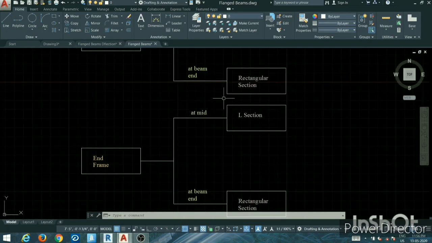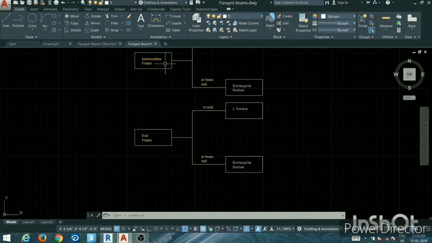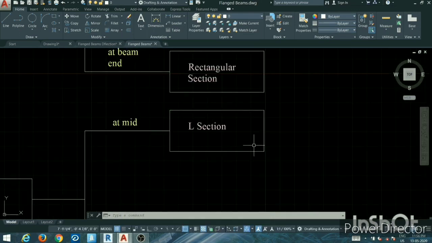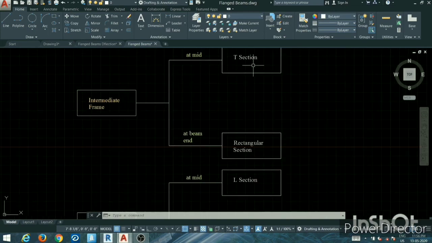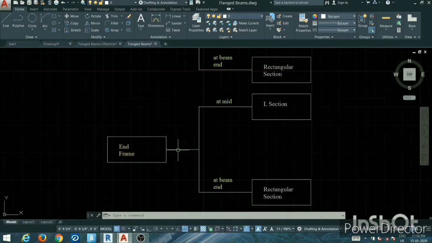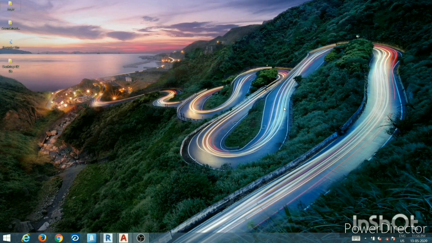That means at the end of the intermediate frame as well as the end frame you should go for a rectangular section only, whereas at the intermediate frame at mid you should go for the T section, and at the end frame at mid you should go for the L section. So this is a very short video that I have made just to clear the idea about T section, L section and rectangular section that you should design from the analytical results. Hope you understood the concept.